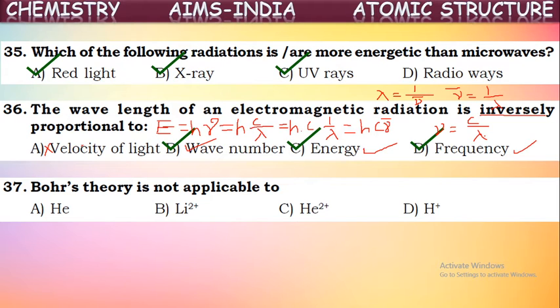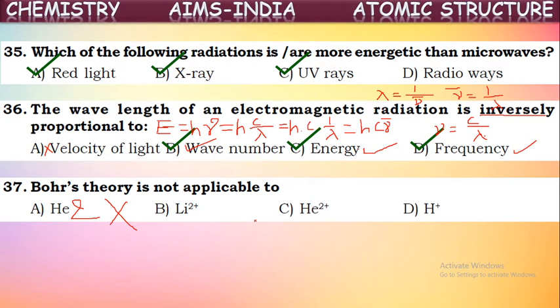Now see here, which are having a single electron, which are having other than one electron. For those which are having other than one electron in them, Bohr's theory is not applicable. First one is helium. How many electrons will be in the helium atom? We know there are two electrons. So as there are two electrons, Bohr's theory is not applicable to it.